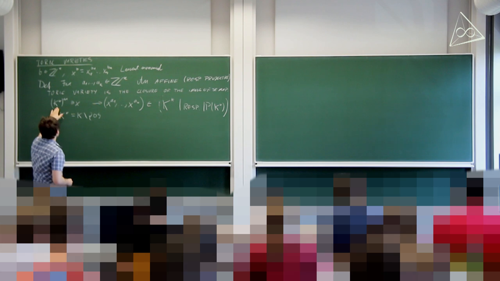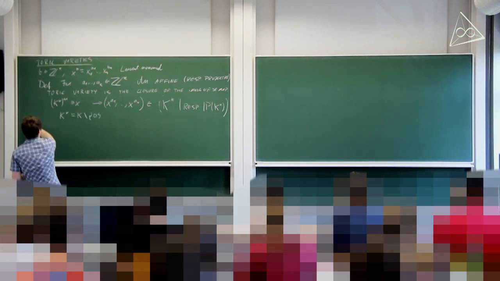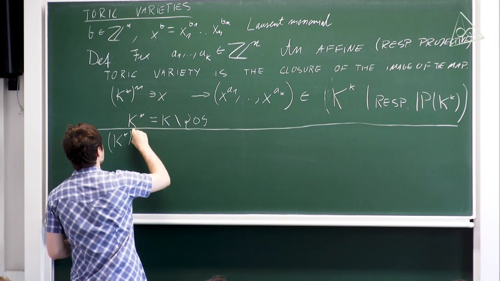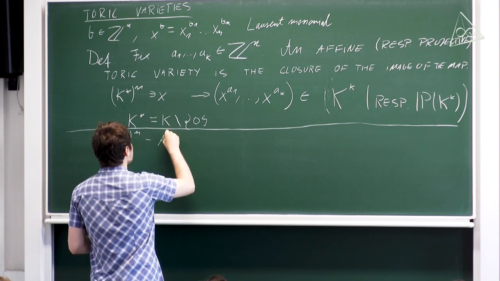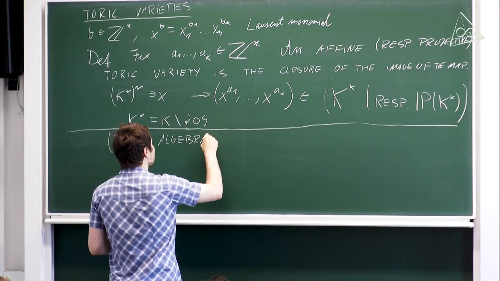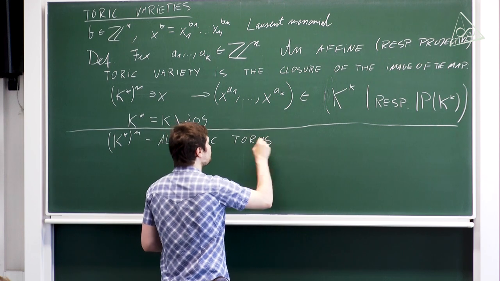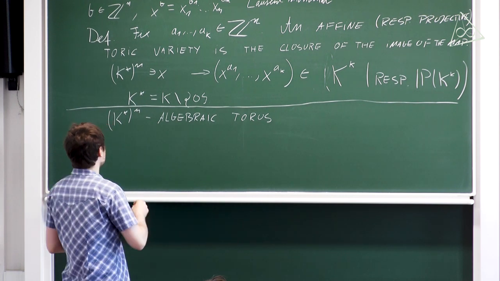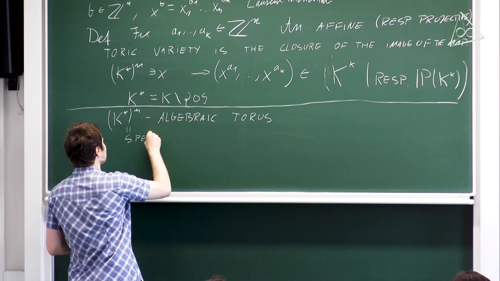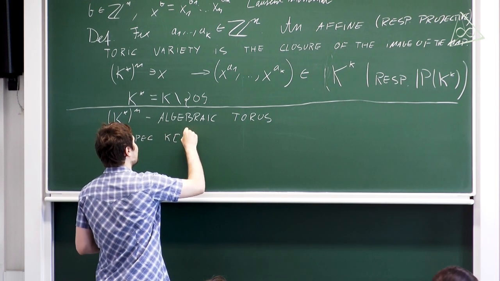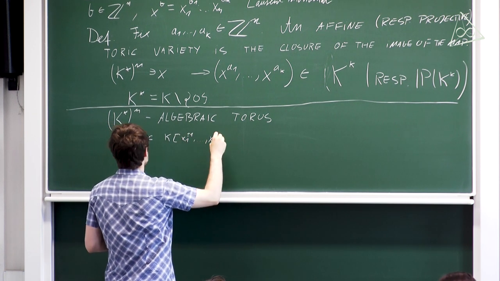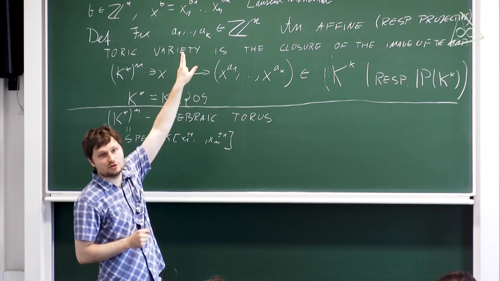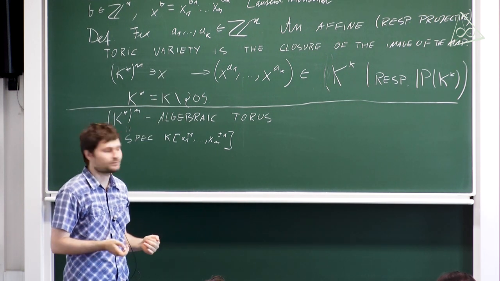Now, let me introduce some names. First of all, (k*)^n is known as the algebraic torus. If you remember from the second lecture, we were defining the spectrum. So if you want to know this variety as a spectrum, this is the spectrum of the ring where, like a polynomial ring, but we allow positive and negative exponents. So as a vector space, this ring is spanned by all Laurent monomials. And the multiplication is obvious.